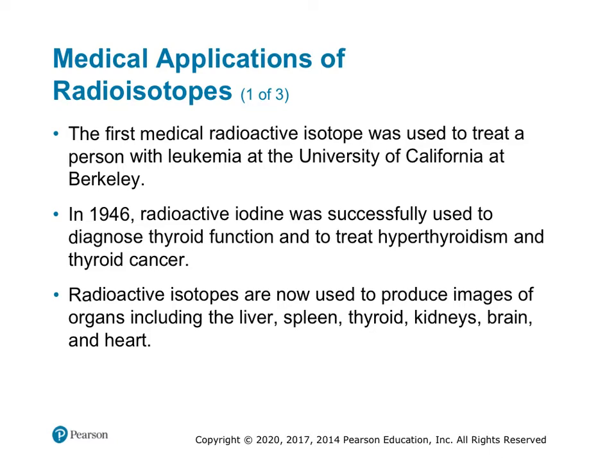Radioactive isotopes are now used to produce images of organs. We use radiation in PET scans, and we also use some X-rays and magnetic imaging, which kind of uses radiation to produce other images like CT scans, CAT scans, and MRIs.